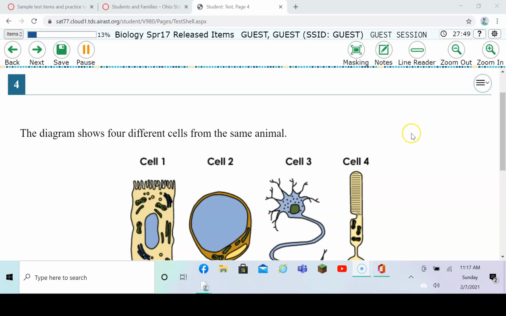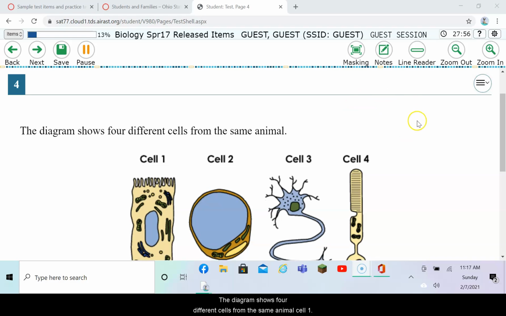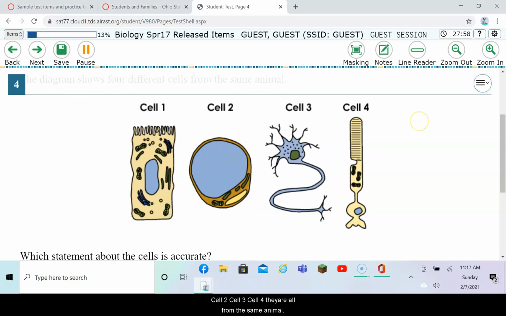Hello, students. Question number 4. The diagram shows 4 different cells from the same animal. Cell 1, cell 2, cell 3, cell 4. Now, they're all from the same animal. Okay, this is what we think of as a regular cell. This could be a nerve cell, okay? But they're all from the same animal. Keep in mind, when they're coming from the same animal, the DNA sequence in all of those cells is going to be the same.